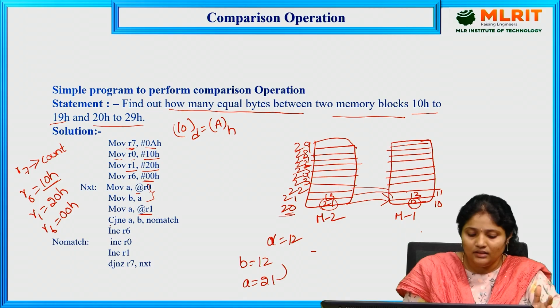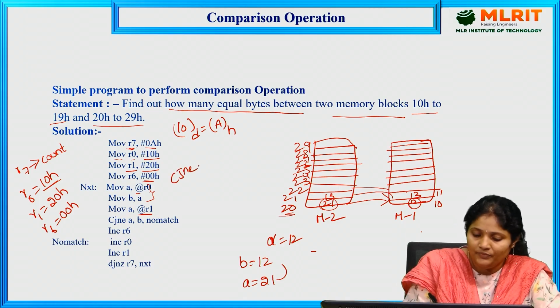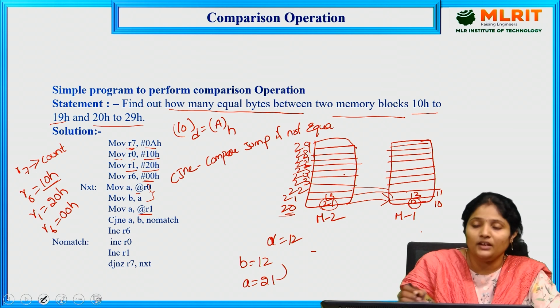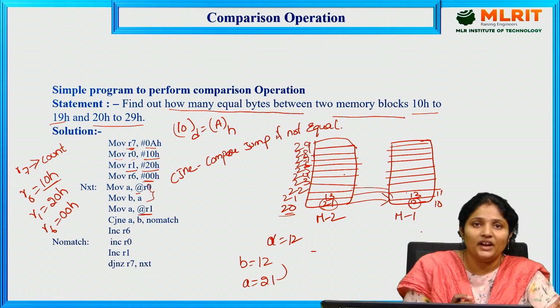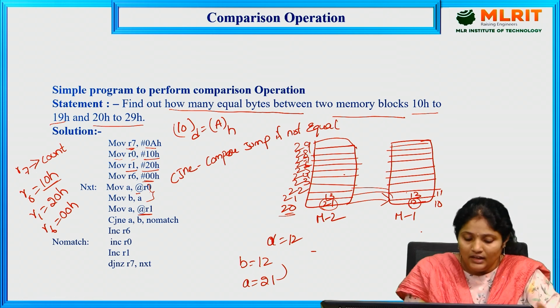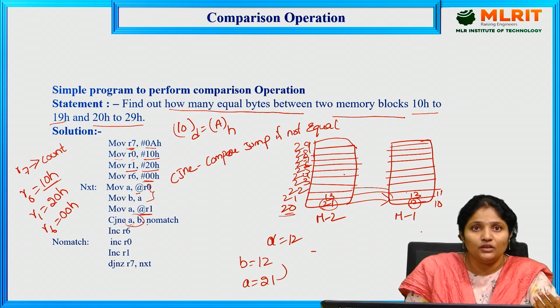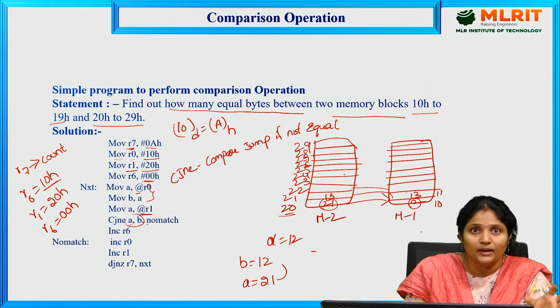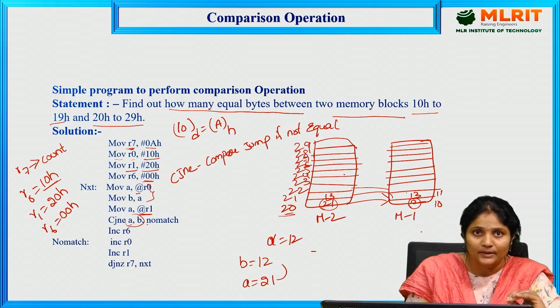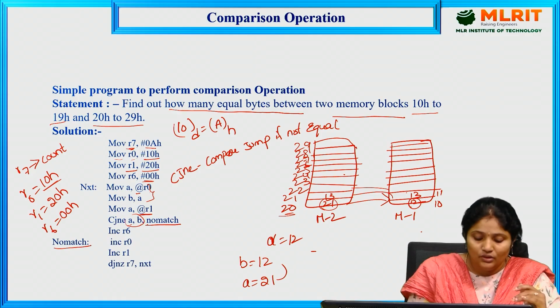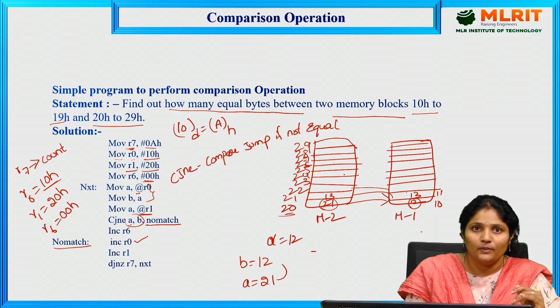So here CJNE is compare and jump if not equal. If both the numbers are not equal, that means the condition will be satisfied and it will jump to the loop. What is the label? We need to compare A and B, the data present in those two registers, and if they are not equal, it needs to jump to the location no match label. So here the no match label is there, and the controller needs to execute from here.